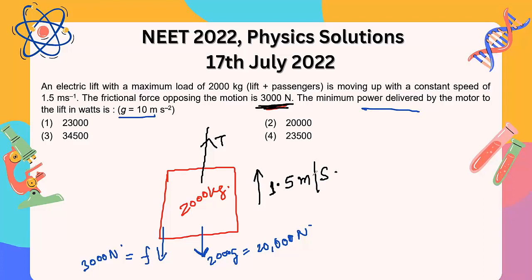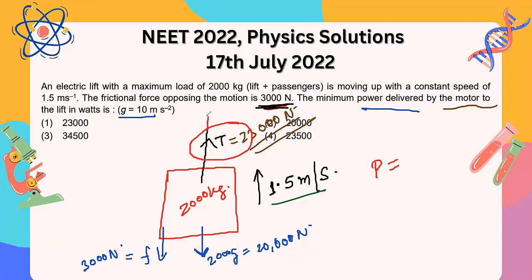So to pull it up with a fixed velocity, the minimum tension that this cable must be applying on the lift is equal to 23,000 newtons, right? Fine. So the power delivered is going to be, power is what? I have to find the power delivered by this tension, right? Because the motor is running, is driving the tension. The rope is drawn by that tension. So the motor actually is responsible for the upward movement of the lift, right?